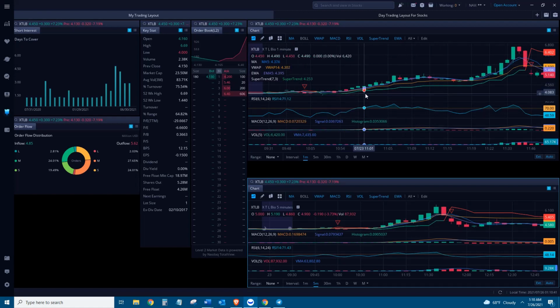Okay, so the alert goes off, 11 o'clock. I pull up the stock, I look at it. Again, I'm not jumping into the trade right away. Here you see it's at the $4 level. It went all the way up to almost about the 5.10 range, which is fine.